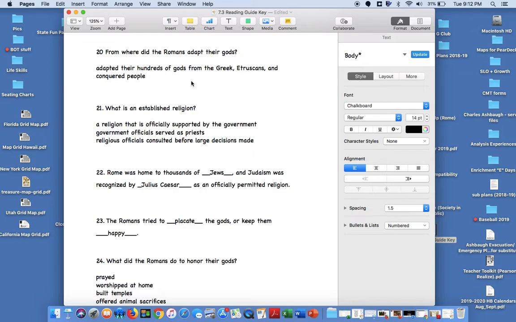What is an established religion? Well, it's a religion that's officially supported by the government. Government officials served as priests, and anytime a large government decision would be made, they would consult the priests to decide if this was something that the gods wanted them to do or not.